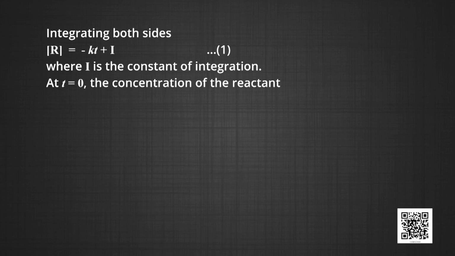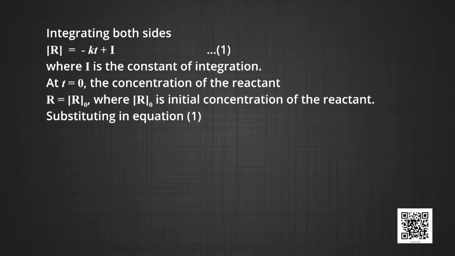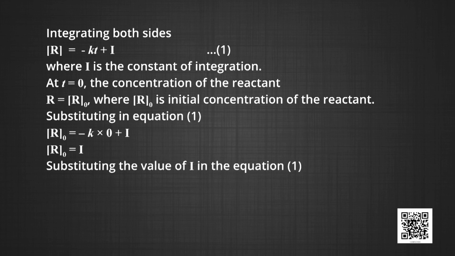At t equals 0, the concentration of the reactant R is equal to [R]0, where [R]0 is the initial concentration of the reactant. Now substituting this value in equation 1, [R]0 equals minus k into 0 plus I. Therefore, [R]0 equals I. This way we get the value for the integration constant. Now substituting this in the equation, [R] equals minus kt plus [R]0.